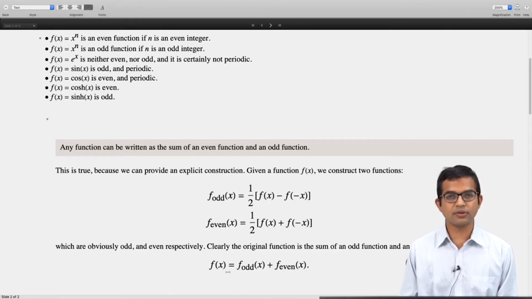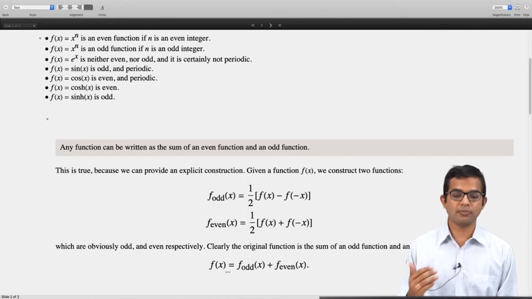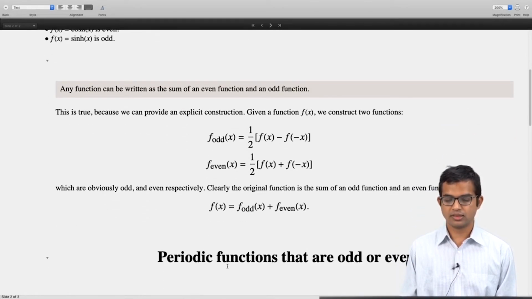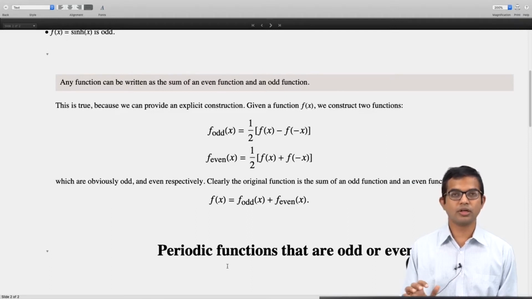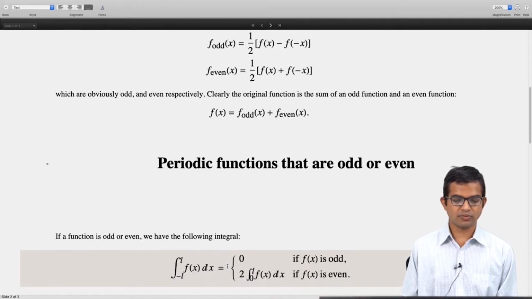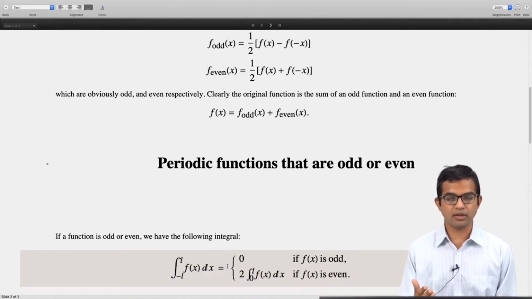So in fact we will see that if a function is given to you that is odd and periodic, then it has properties, right? Let's look at periodic functions that are odd or even. If they are, then you have some simplifications. So if a function is odd or even, then we have the following integral, right? It doesn't matter in which interval you go from minus L to plus L.